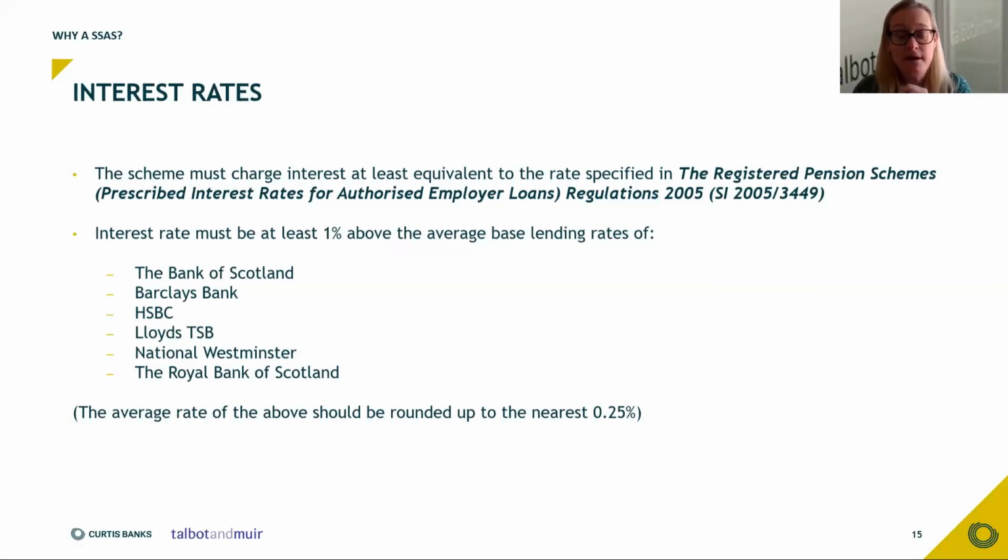The minimum amount that has to be charged on any loan within a SSAS is 1% above the average base lending rate of these particular banks. At the moment, it's 5.25%, so it's 5.25% plus 1. So the minimum rate for a loan is 6.25% at the moment.